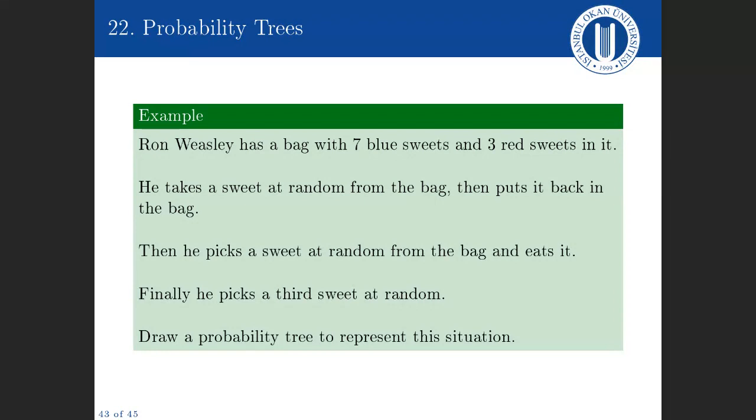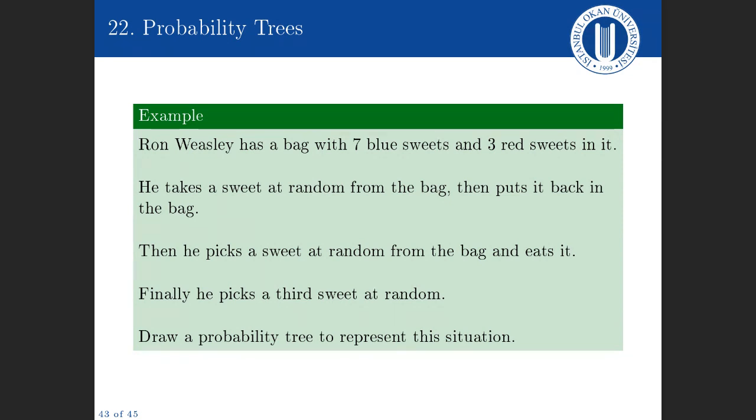One final example for today's lesson. Ron Weasley has a bag with 7 blue sweets and 3 red sweets in it. He takes a sweet at random and then he puts it back in the bag. Then he takes a sweet at random and he eats it. Finally, he picks a 3rd sweet at random. Draw a probability tree to represent the situation.